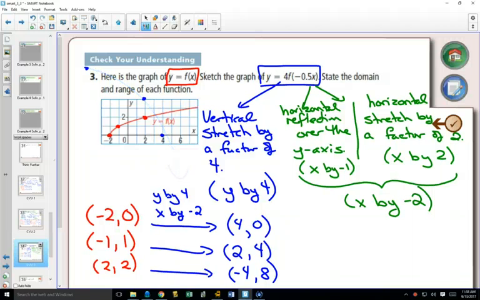Well, in order to figure that out, I like to think about this being a key point, right? That's a starting point. That's this one right here, -2, 0. Where did that one go? It went to 4, 0. So that is my starting point. And that's going to help me. If that's my starting point, and I need to start my pen there, then the only way I can graph it is continuing this way with the arrow going up.